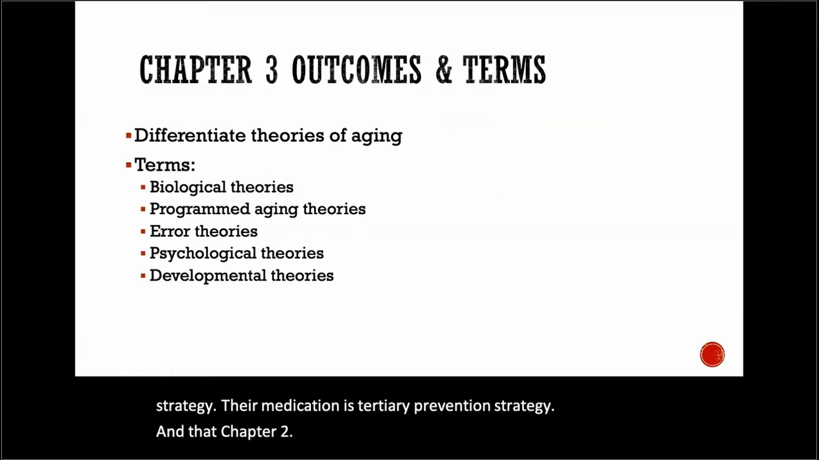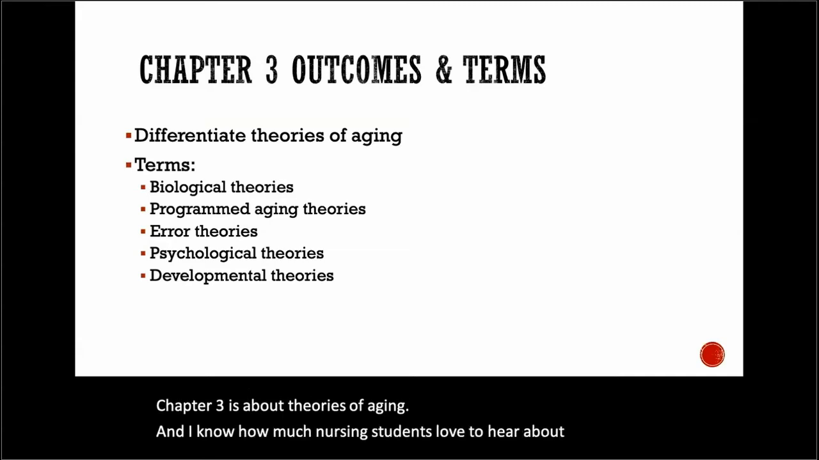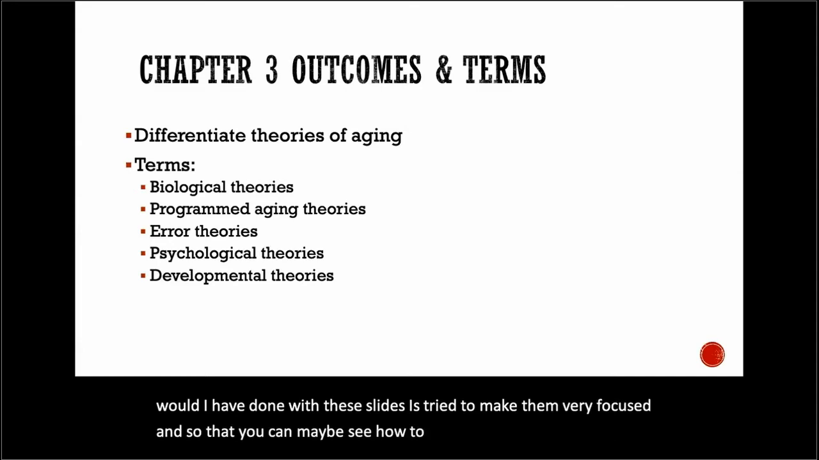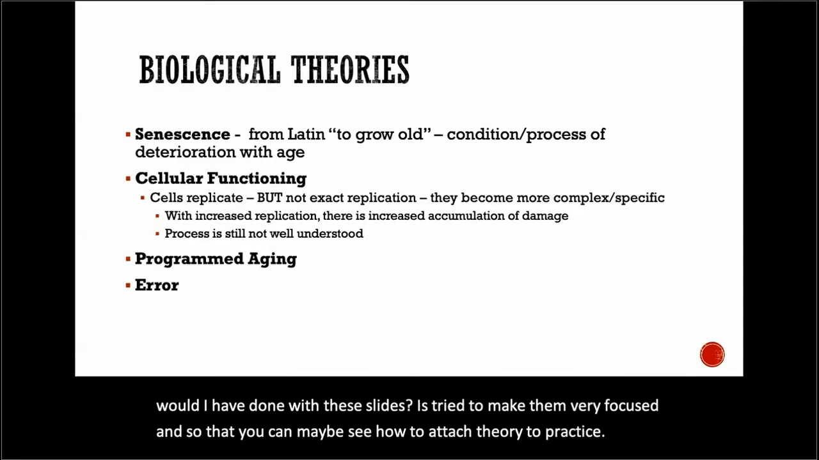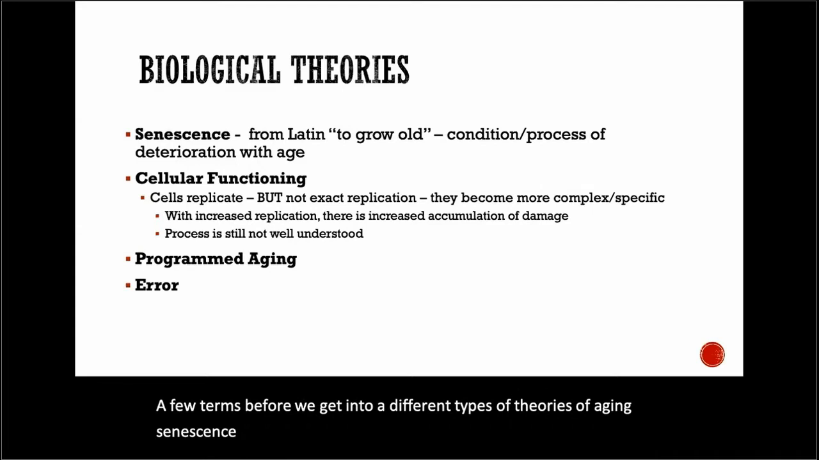Chapter 3 is about theories of aging. And I know how much nursing students love to hear about theories. But what I have done with these slides is tried to make them very focused, and so that you can maybe see how to attach theory to practice. A few terms before we get into different types of theories of aging. Senescence is defined here for you. It's the deterioration with age.